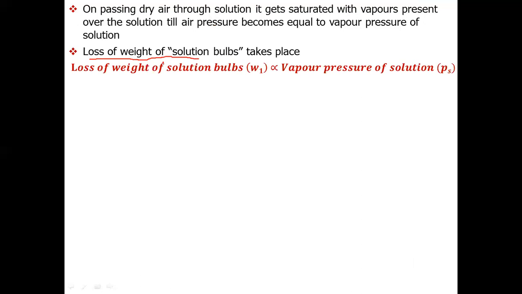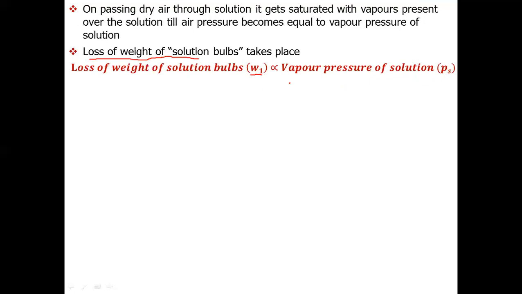So the weight of these flasks will decrease. There will be a loss of weight. Suppose the loss of weight is W1. Please keep in mind it is not the weight of the flask, it is the loss of weight. How to determine it? As I said, before passing the dry air, the weight of these three bulbs containing solution is noted carefully, and after passing the air we again note the weight. The difference is given by W1, and this will be proportional to the vapor pressure of the solution.